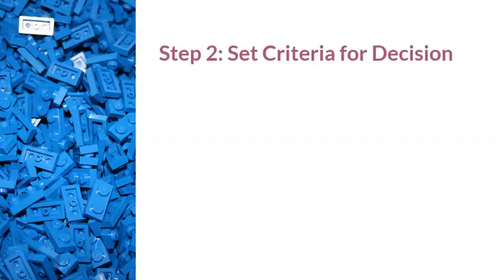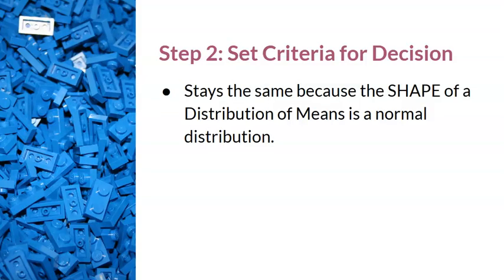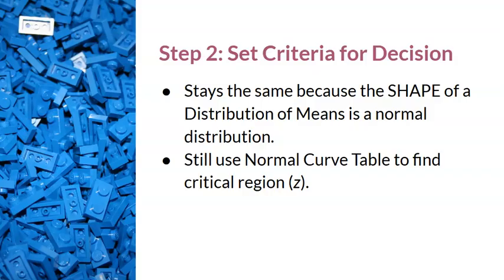Step 2, the blue Lego, is where we use the hypothesis to predict the characteristics that the sample should look like if the study worked. In other words, we set the criteria to decide if the study worked or not, to make a decision at the end of the study. Guess what? Yep, this step stays the same as we learned last week because the shape of a distribution of means is a normal distribution. You will use the same steps as before and use a normal curve table to find critical region Z.